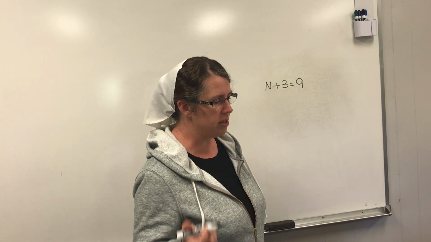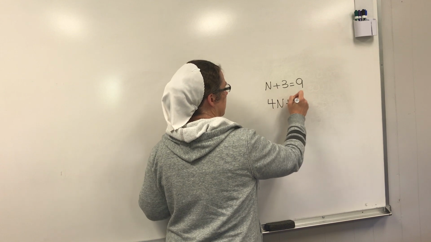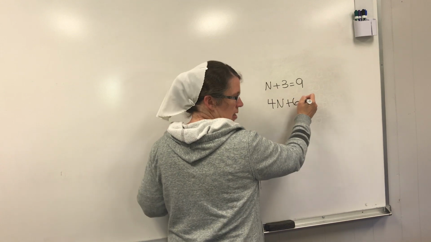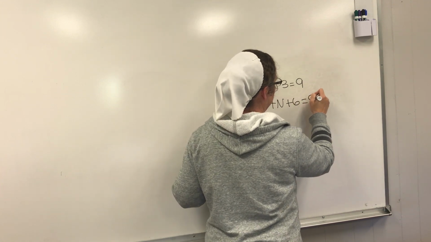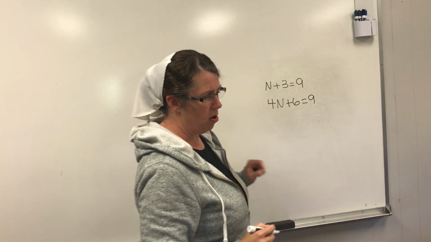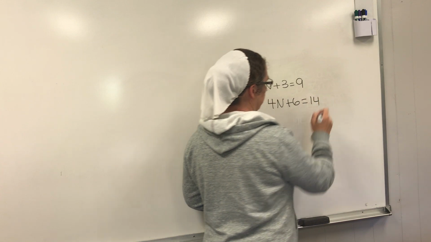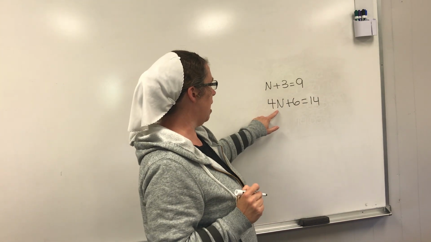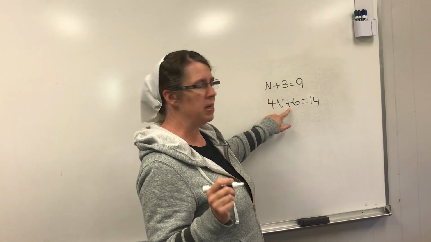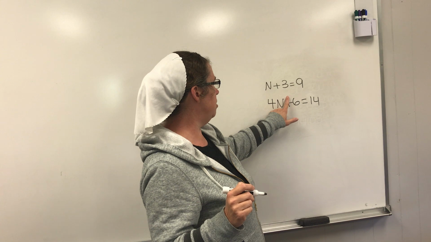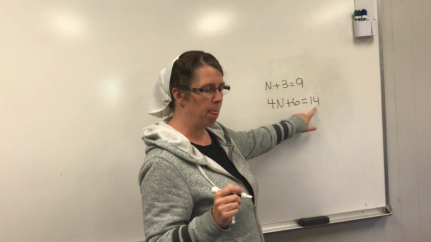6 added to 4 times a number. So 4 times a number, which would be 4n, and 6 is added to that, and remember, added to means plus, equals 14. So 6 added to 4 times a number equals 14.